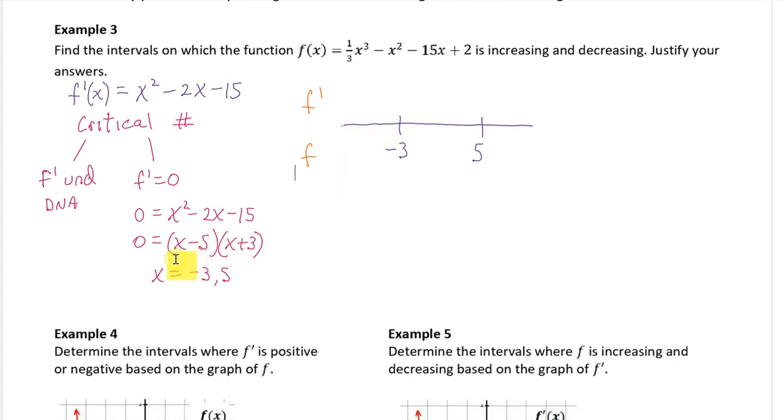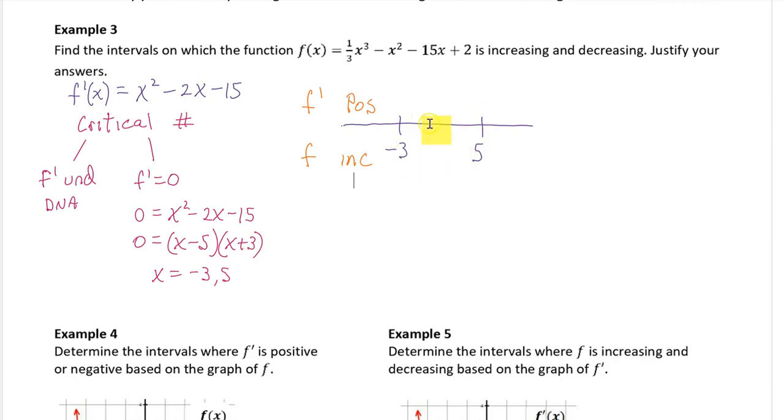If you plug in negative 4 to the first factor, that's going to be negative. If you plug in negative 4 to the second factor, that's also going to be negative, which means that this first interval is positive, which tells me f is increasing. We go to the next interval, negative 3 to 5.